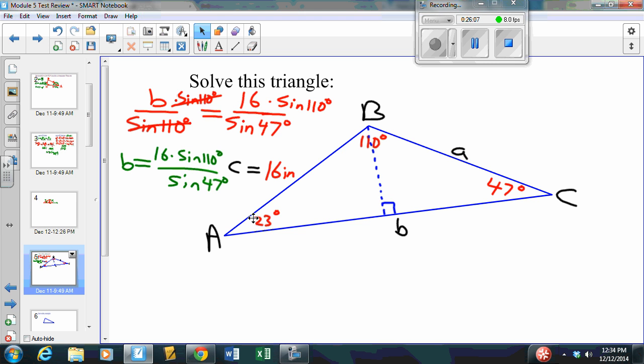Yeah, do you guys see that? I could use SOHCAHTOA on this one to find this length right here, right? And then I could use SOHCAHTOA to take 47 and find A, right? Because this altitude shares a side with both triangles. You can do that, can't you? Yeah, you can do that.